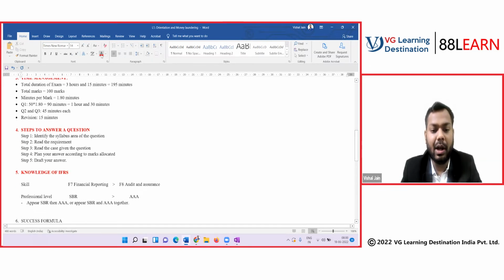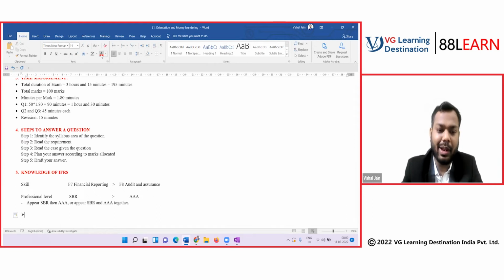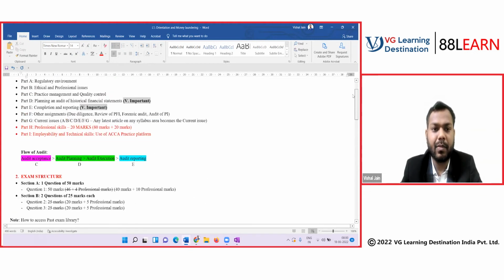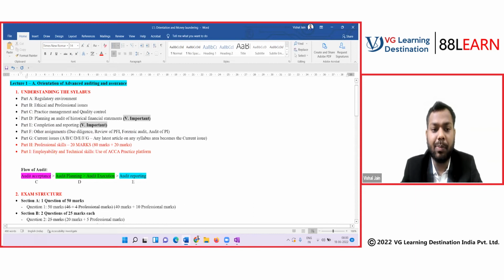Now, so basically, that's what is my recommendation, because knowledge of IFRS will be required in syllabus area. You will be surprised to see the syllabus areas. Syllabus area is part D and part E, which forms the major part, right? Part D and part E requires understanding of IFRS. Right, part D and part E, which are the most important part of the syllabus, right? No issues, Divyansu. I'll definitely help you in that.